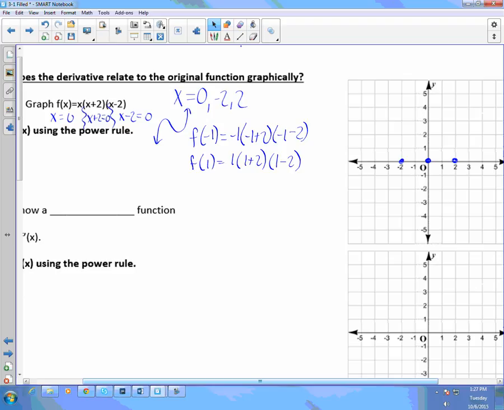Between these points we get a minimum or maximum, and we kind of have a general shape if we know this is positive. X times x times x is going to be a positive cubic.